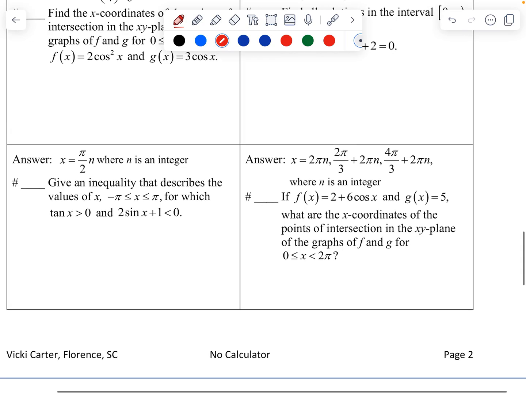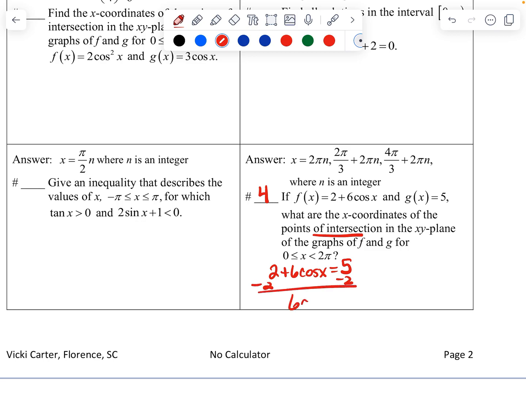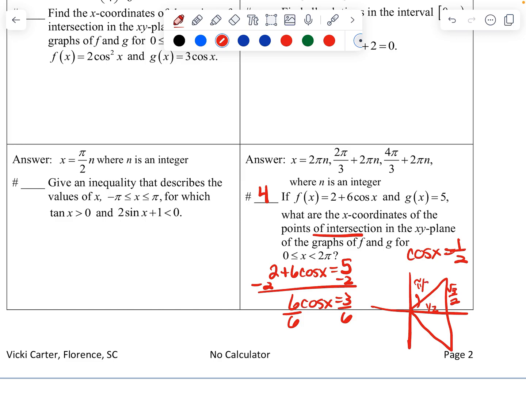Number 4, right here. All right, so if 2 plus cosine of x and g of x, what are the x points of the points of intersection? So I'm going to say 2 plus 6 cosine of x equals 5, minus 2. 6 cosine of x equals 3. Divide by 6. So we want where the cosine of x equals 1/2. Cosine is our x value, so here's half, root 3 over 2, so that means our angle is pi over 3.